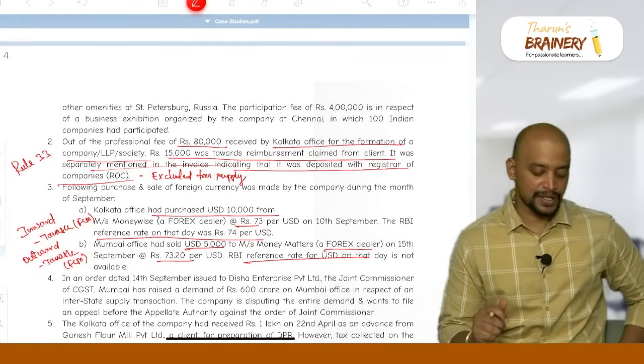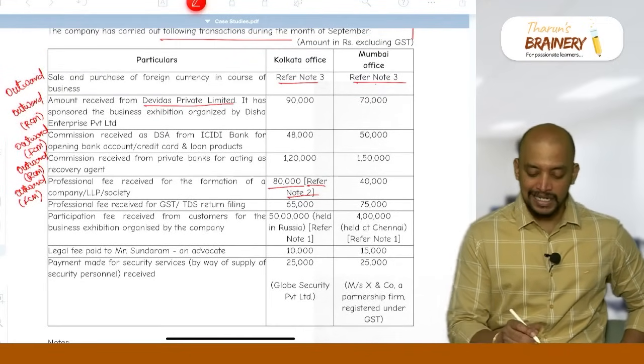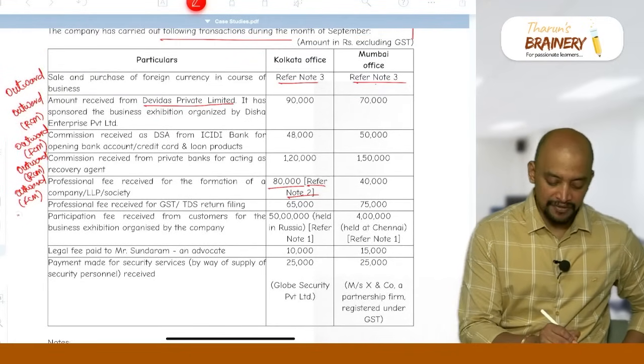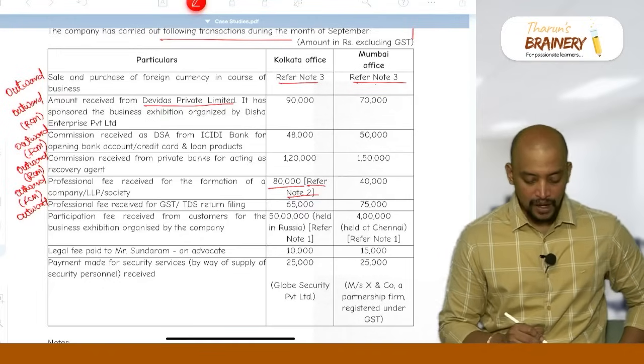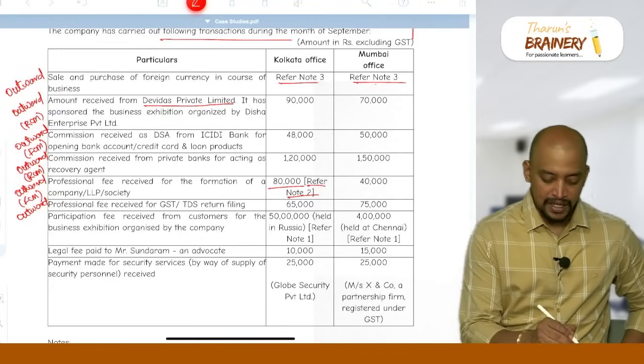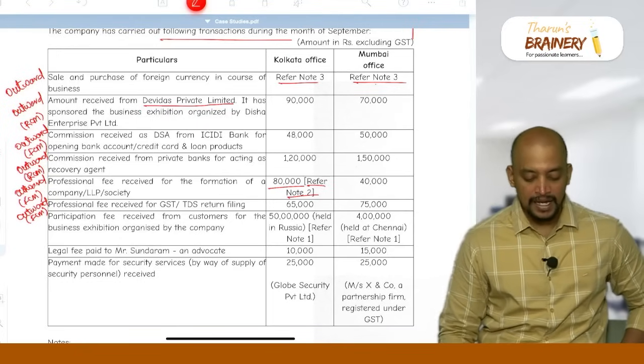So this 15,000 portion is excluded. Then next one, professional fee received for GST or TDS return filing. Again it will be coming under outward supply. Outward supply, professional fee, so this will be coming under FCM, so 65 and 75,000.